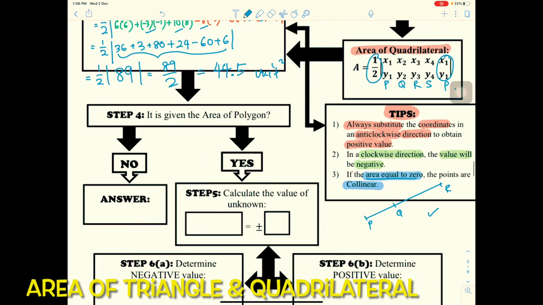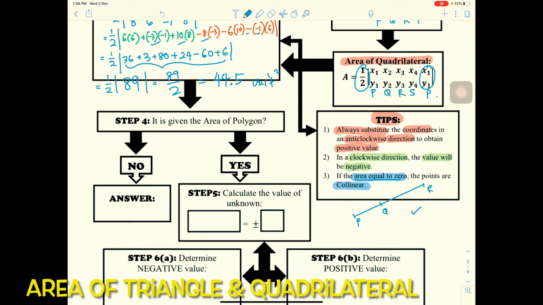And then, is it given the area of polygon? No. The answer is no, because we actually want to find the area of the polygon. So the answer is 44.5.